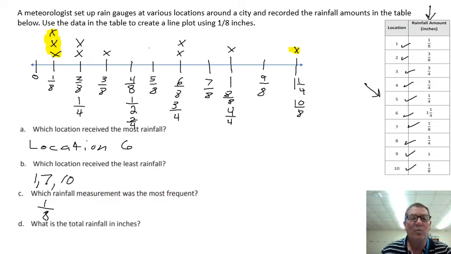And our last one was the total rainfall in inches. Oh, here we go. All this adding we have to do. Now, the easiest thing to do here, and I'm going to change color so we can see, is I'm going to take a look at each one of these. And I can see, starting at my 8ths, and I'm going to keep it in 8ths because it's going to be easier for me to add. So I have 3/8 because I got 1, 2, 3 under the 8ths. So that means I got 3/8 for that first location.